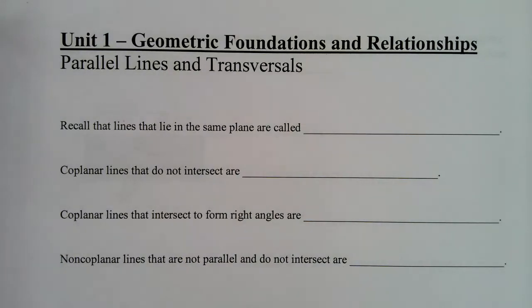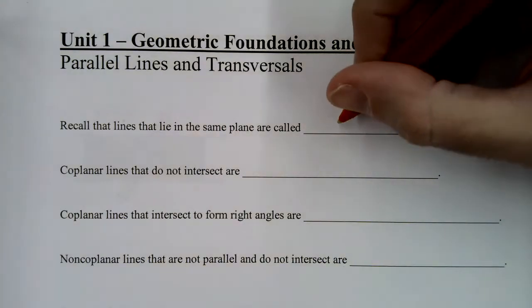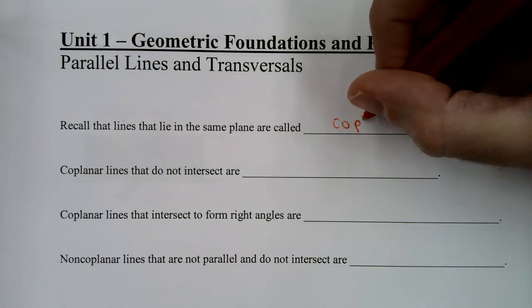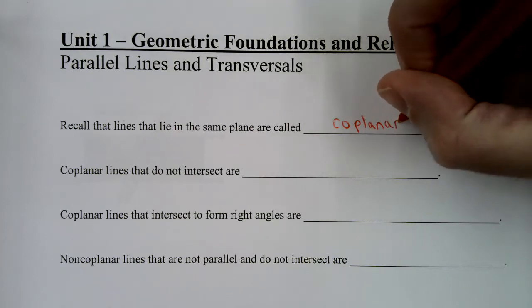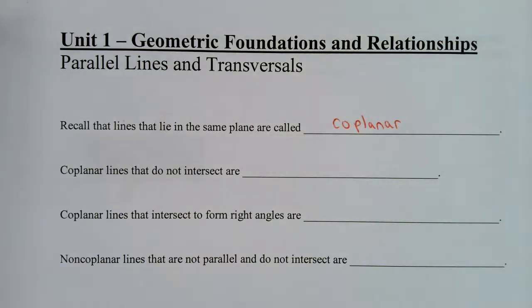Okay, so this is the next lesson in geometry. It's called parallel lines and transversals. Its first definition is review from earlier in the unit. Recall that lines that lie in the same plane are called coplanar lines. Two lines that lie in the same plane are called coplanar.